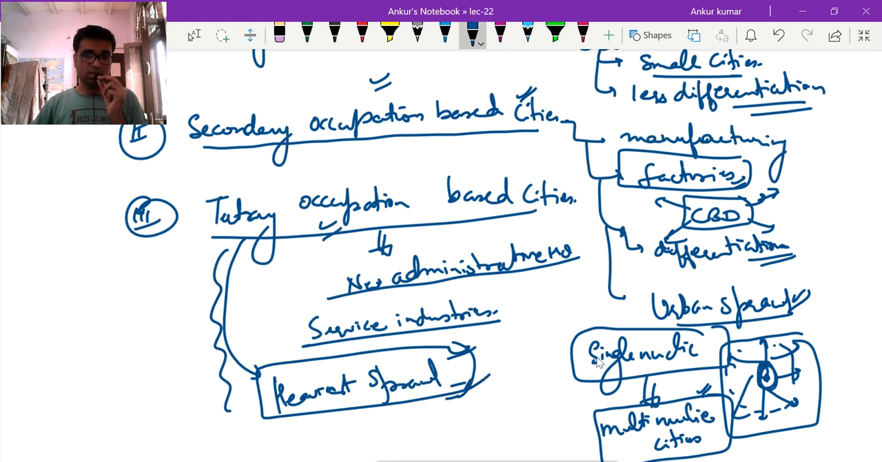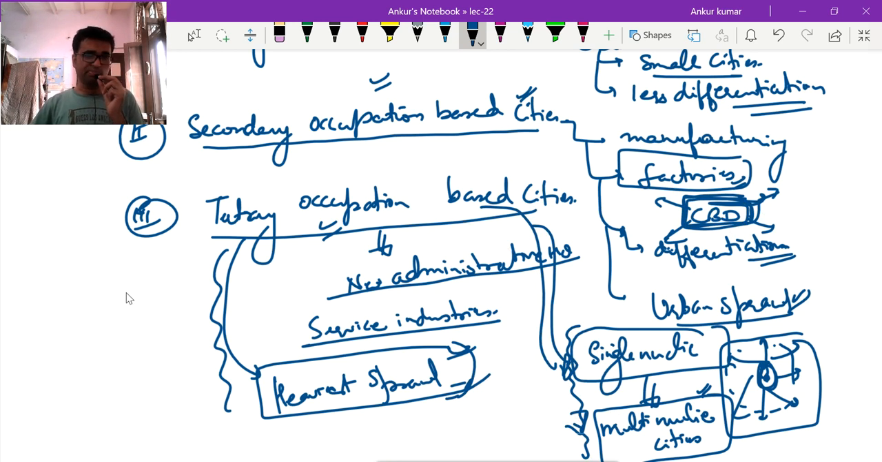So basically this feature, single nuclei to multiple nuclei, must fall in the tertiary base, not secondary. Secondary cities were mainly single nuclei cities where the CBD was the main center for almost all kinds of services. But in tertiary occupation based cities, the single nuclei cities got converted into multiple nuclei cities.